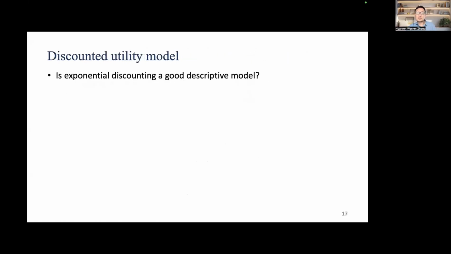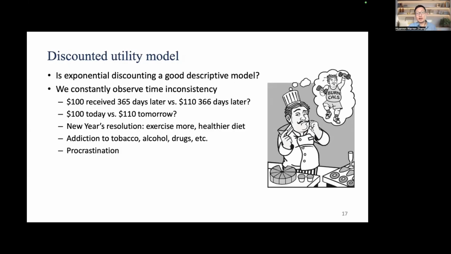Now, let's consider whether this discounted utility model is a good description of people's behavior. In other words, whether it is a good descriptive model. In other words, do we observe time consistency? Do we observe time consistent decision making? Well, if you think and pay close attention, it's not difficult to observe a lot of time inconsistencies.